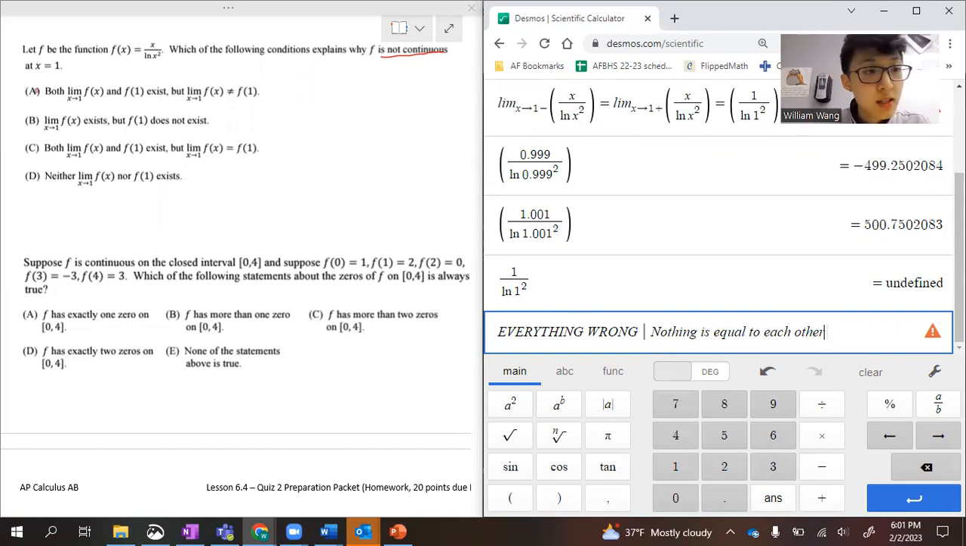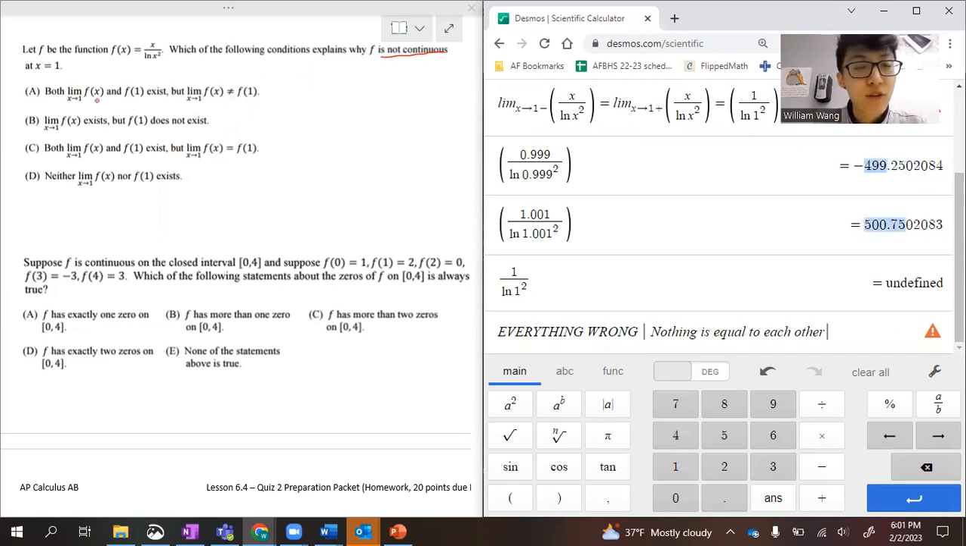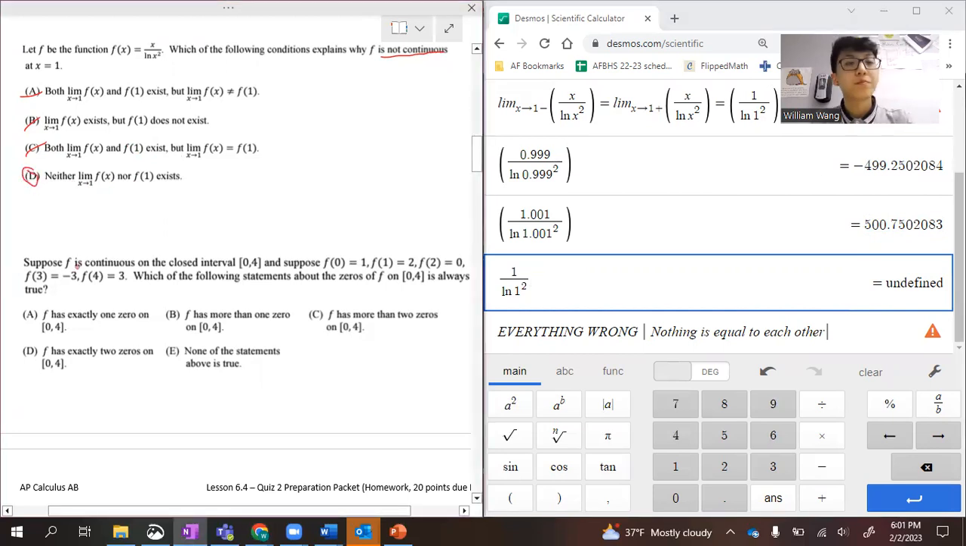Nothing is equal to each other, basically, if I wanted to put that into words. So which answer choice does that match with? Well, let's look. Answer choice A, both limit as x approaches 1 of f of x and f of 1 exist. Well, okay, that's just not true because the limit doesn't exist because these two are not equal. And f of 1 doesn't exist, so it's not A.